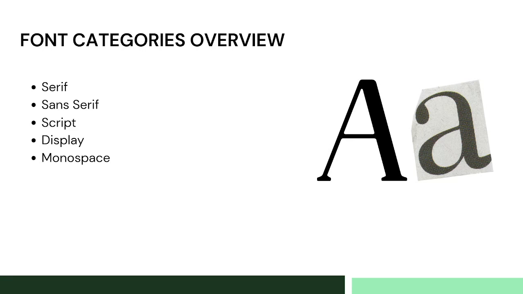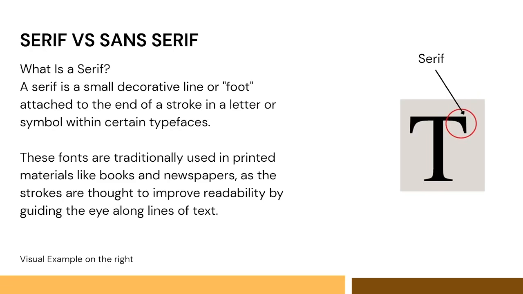So let's proceed. We have serif versus sans serif. What is a serif? A serif is basically a small decorative line or foot attached to the end of a stroke in a letter or symbol within certain typefaces. These fonts are traditionally used in printed materials like books and newspapers, as the strokes are thought to improve readability by guiding the eye along lines of text.